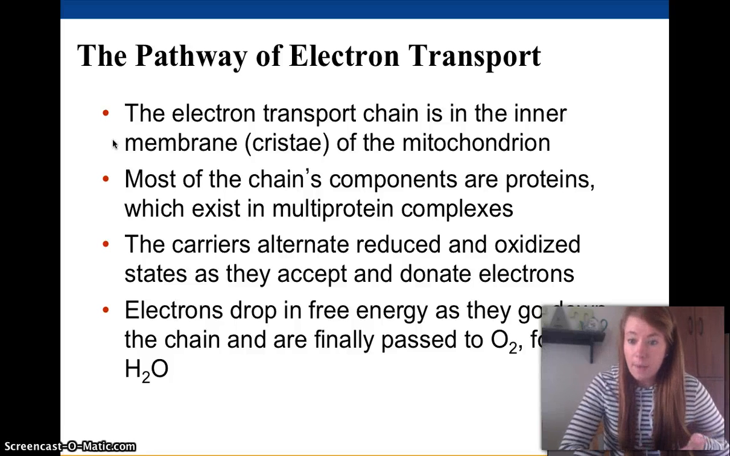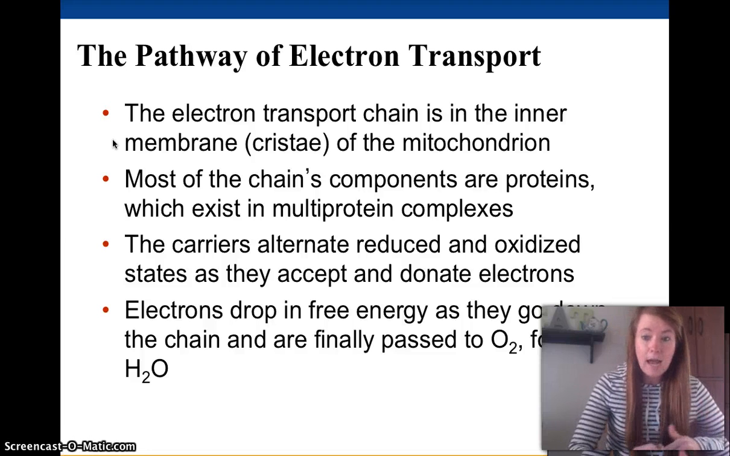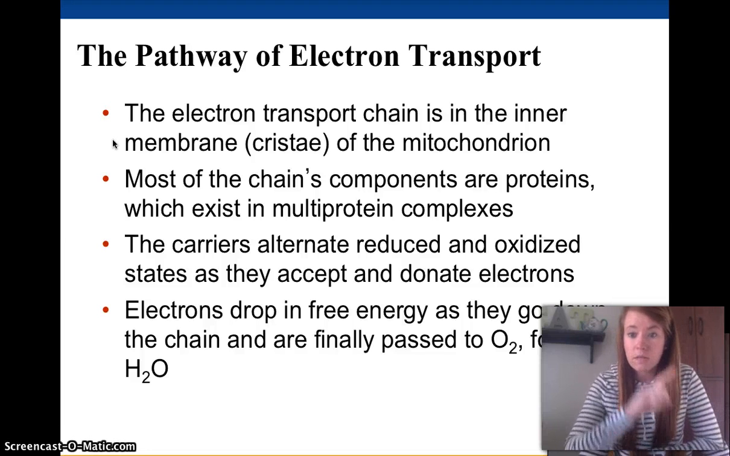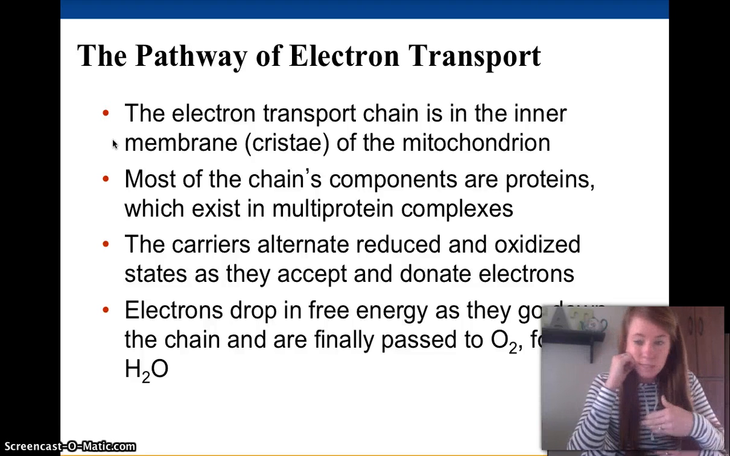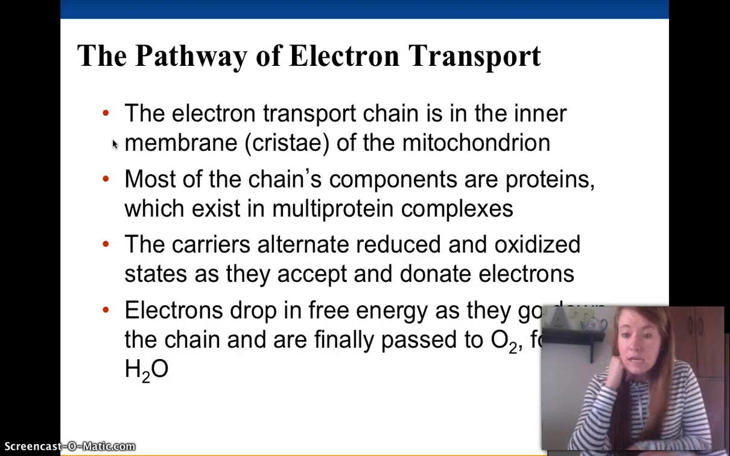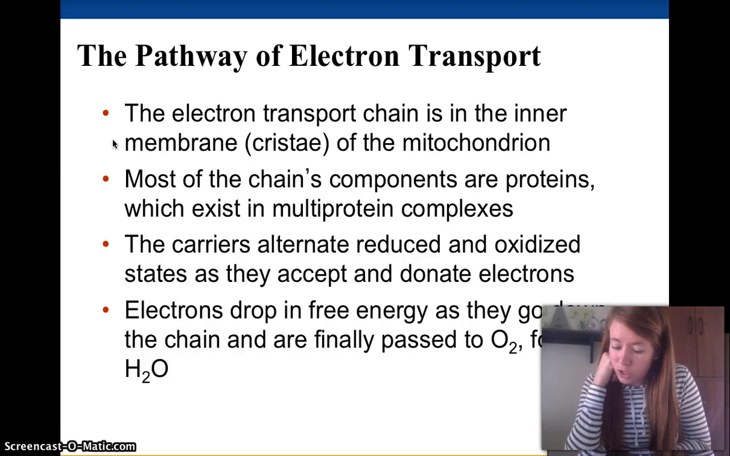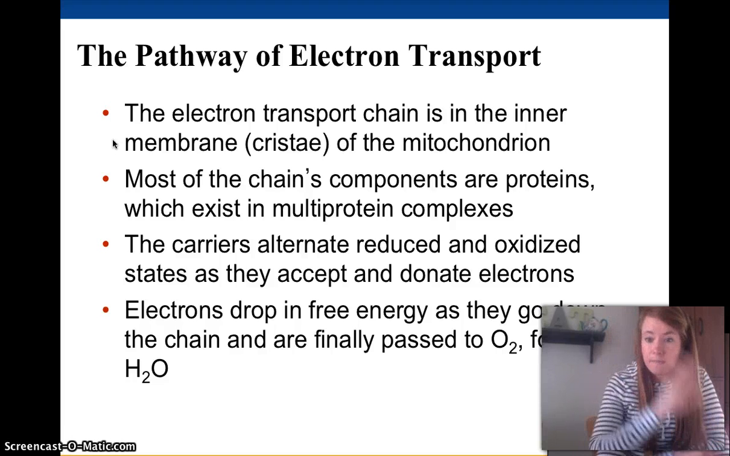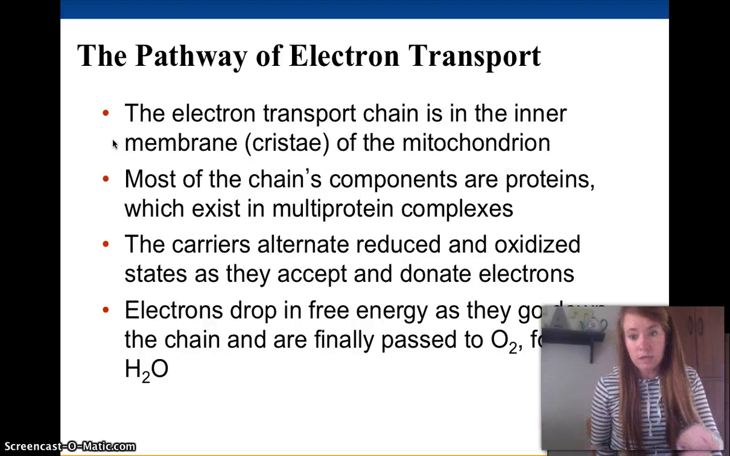So, about the electron transport chain. It is a bunch of molecules that are embedded into the actual membrane of the mitochondria, so the inner folded cristae. Each of them is a series of several molecules. Most of them are proteins. You don't need to know specifics about them, but you should know that the reason that the mitochondria is so folded like this is to provide extra space for more electron transport chains.